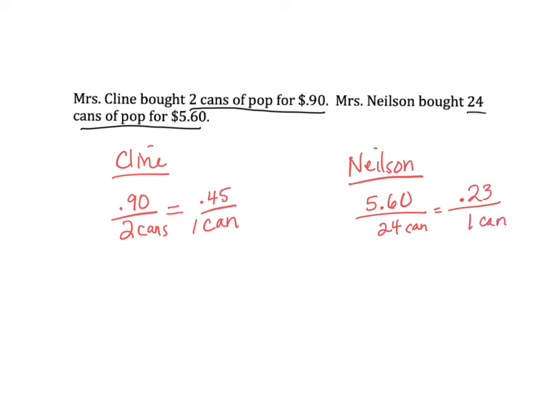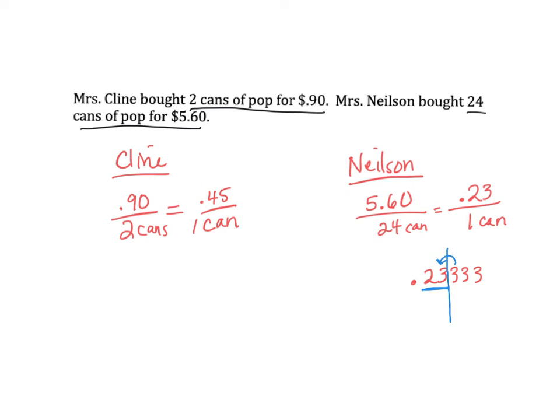Now, in my calculator, I actually got 0.23333 and a repeating 3. If you can remember, we are rounding because it's money to the hundredths place. Money always gets cut off at the hundredths place. My 3 on this side is not big enough to bump that 3 up. So it remains 23 cents.